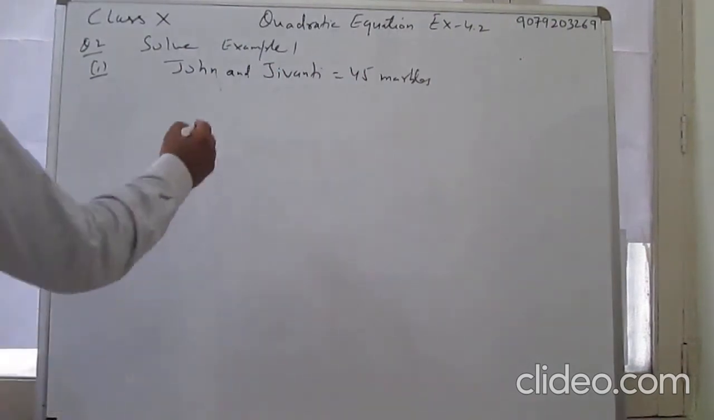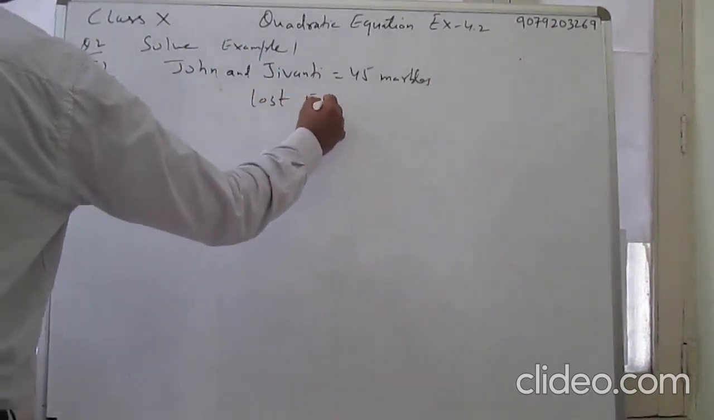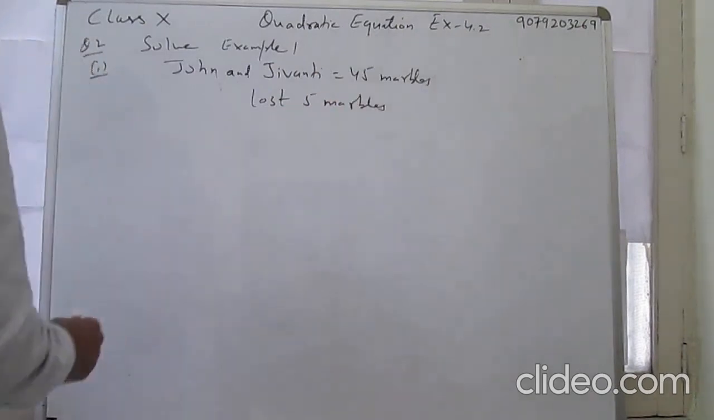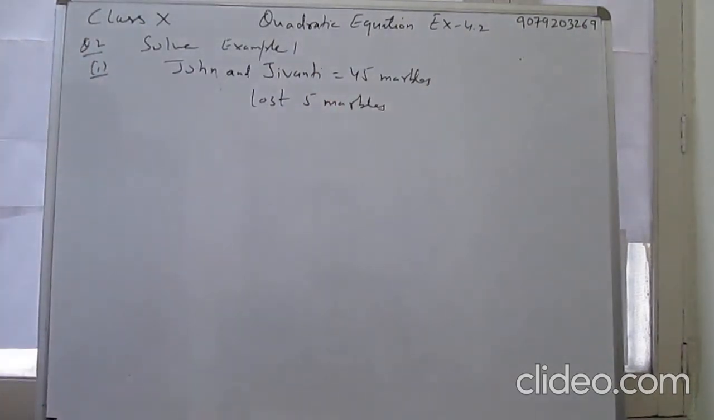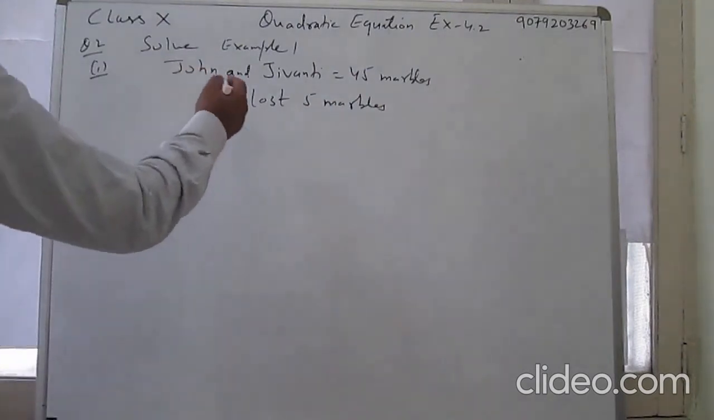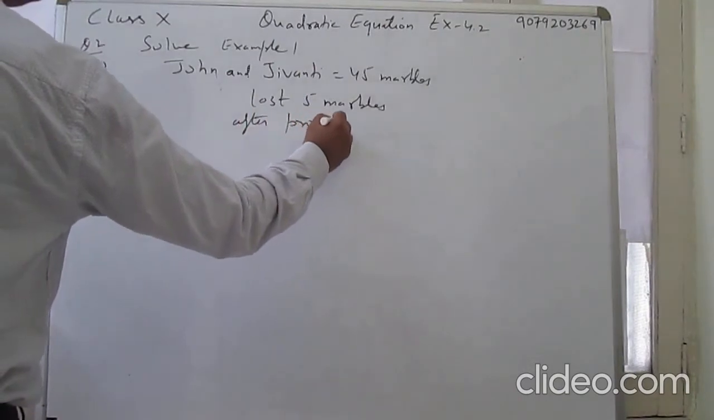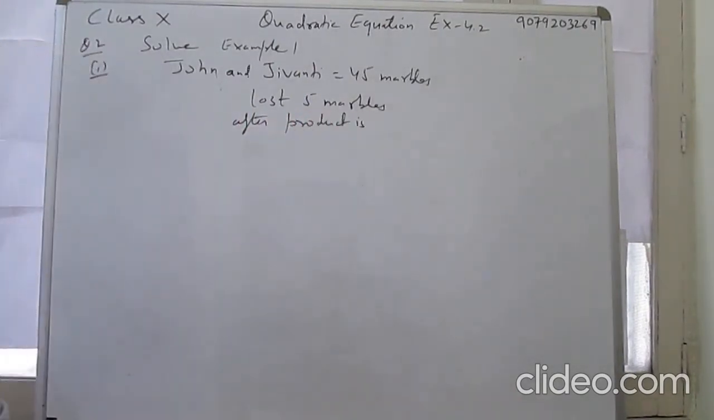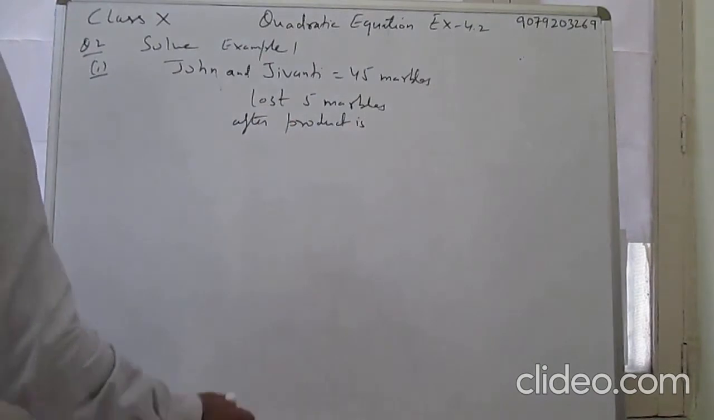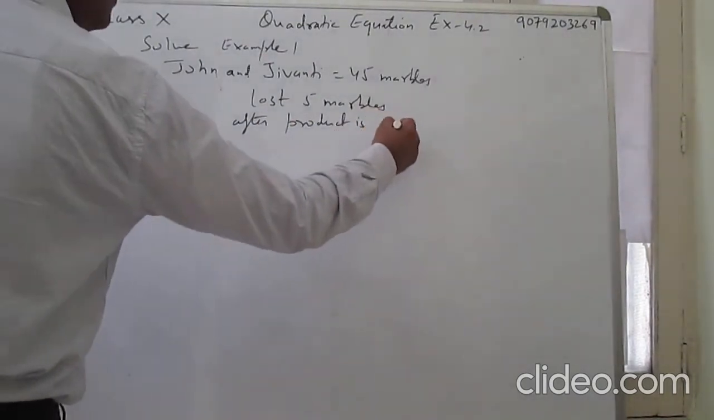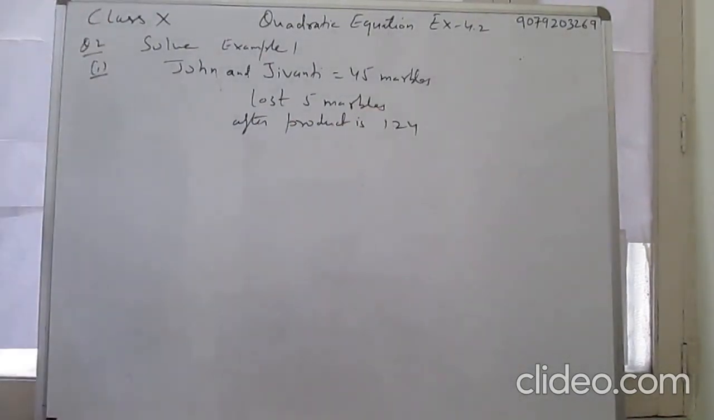Both of them lost 5 marbles, and the product of the number of marbles is now 124. We should find out how many marbles they had to start with.